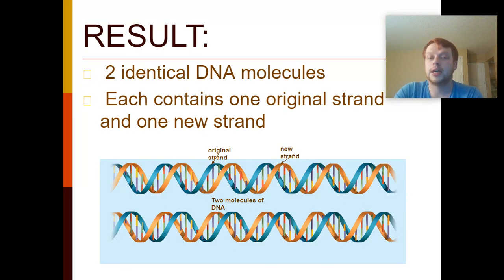What we end up with as a result, we've already talked about before, are two exactly identical DNA molecules. So each one has one of the original strands, that's the blue, and one of the new strands, that's the orange. Both of them have those complements that we talked about with the base pair rule.